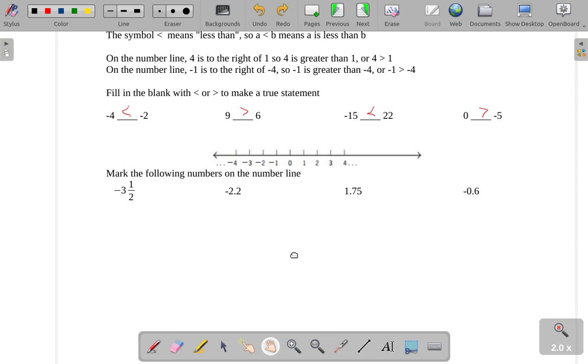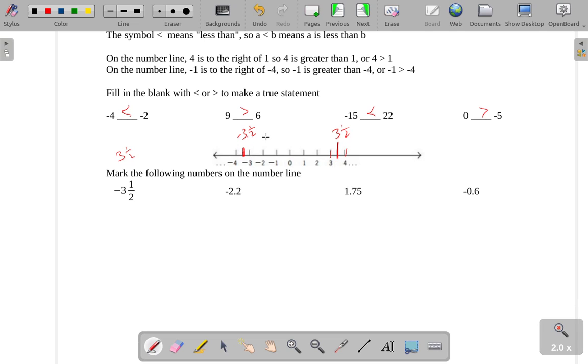Alright, so if we want to mark the following numbers on this number line. If we want to mark -3.5, let's start off by thinking about where +3.5 is. Well, +3.5 would be between 3 and 4, right? It would be 3.5 right here. Well, -3.5 is the same thing, but it's over here. It's going to be between -3 and -4. -3.5 would be over here. It's actually more negative. It's farther from 0 than -3.